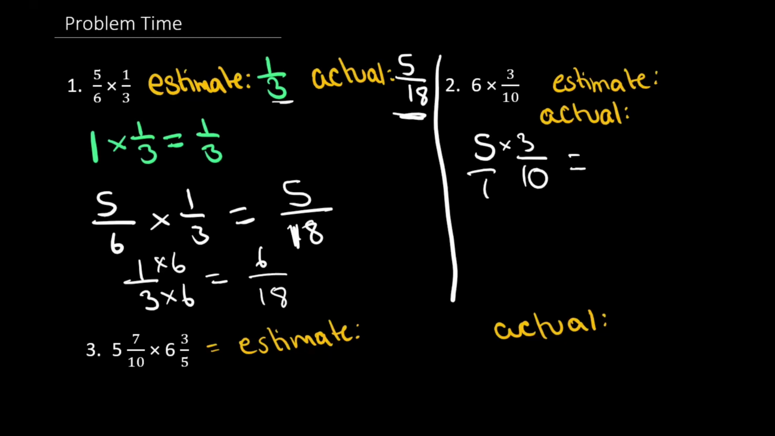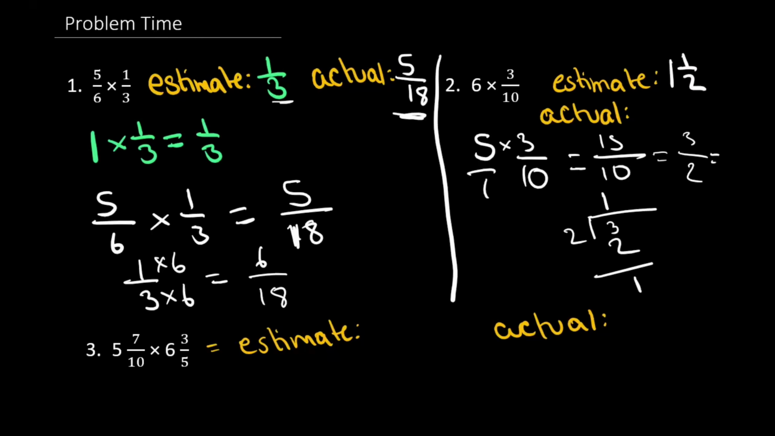and let's do it. So 5 times 3 is 15. 10 times 1 is 10. So our estimate is 15 over 10. But let's not leave it as an improper fraction. So 15 over 10 can be simplified to 3 over 2. And now let's turn 3 over 2 into a mixed number. So 2 goes into 3 one time, and then we have a remainder of 1. So 3 over 2 also equals 1.5. So that's our estimate, 1.5. And since we don't have any space, I'm going to erase this.